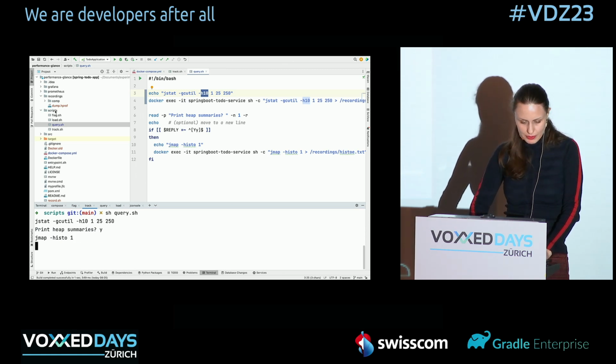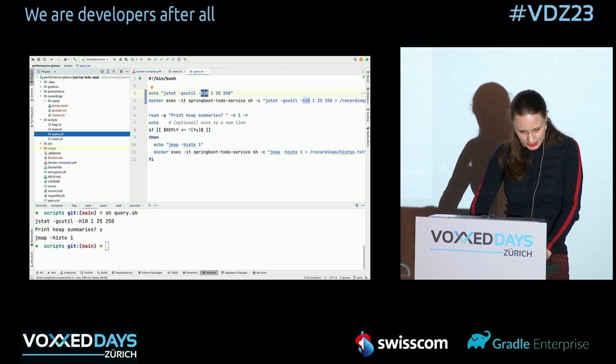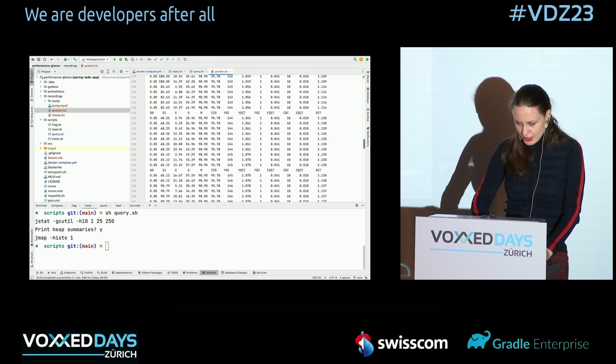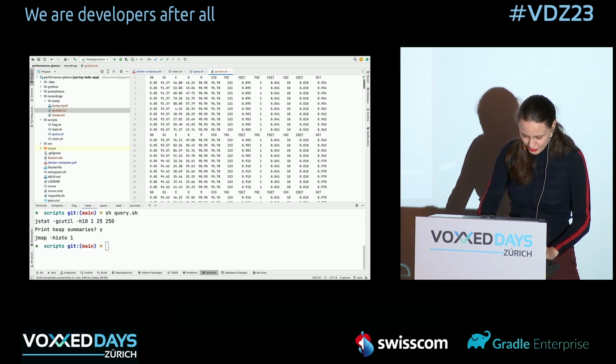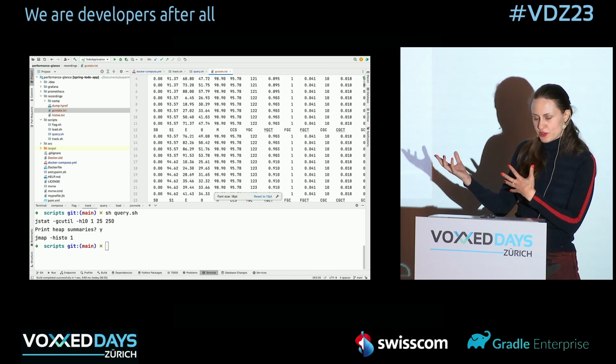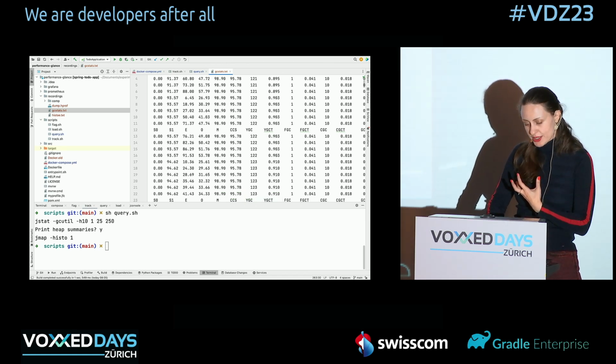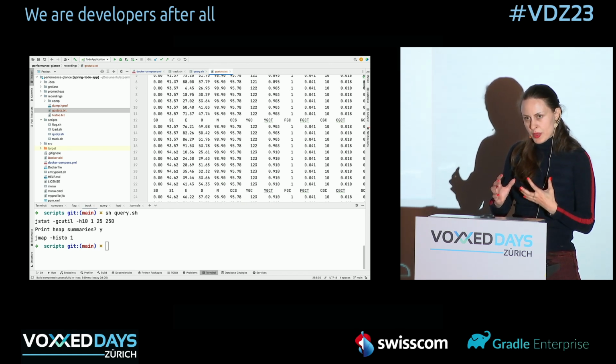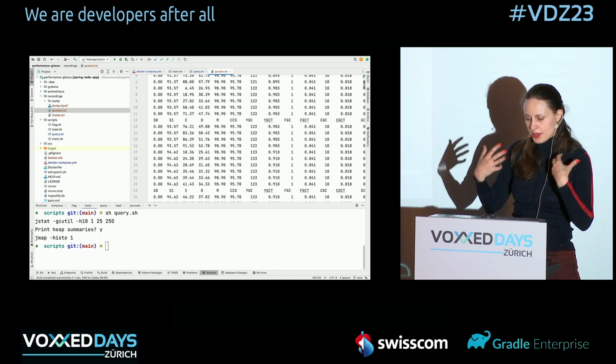Yes, I want to print the heap summaries as well. Okay, let's look first at GC stats. So this is going to be a lot of information for you to look into. But what you should look into in such a file or output generated by jstat is for the moment when the garbage collector is in action.